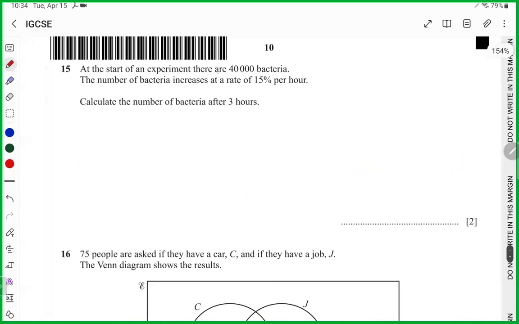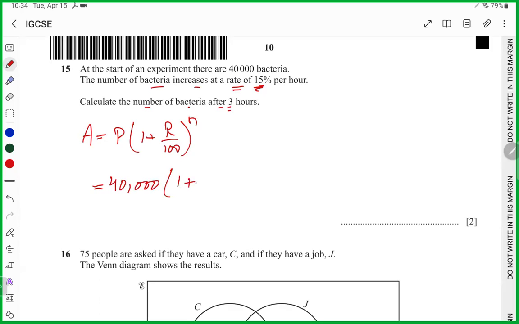At the start of an experiment, there are 40,000 bacteria. The number of bacteria increased at a rate of 15% per hour. Calculate the number of bacteria after 3 hours. So this is simply a compound interest formula: principal times 1 plus R over 100, to the power n. So that was 40,000 in the beginning, 1 plus 1.5%, and how many hours? It's 3. So if we calculate, this is going to be 60,835, right?